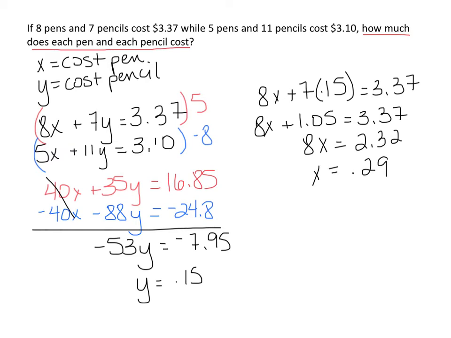So now I have to relate this back to the problem. X is the cost of a pen. Y is the cost of a pencil. So a pen costs 29 cents and a pencil costs 15 cents.